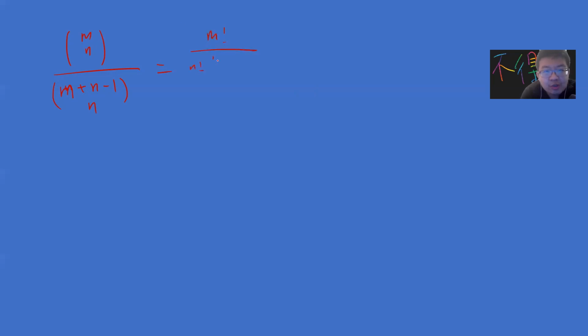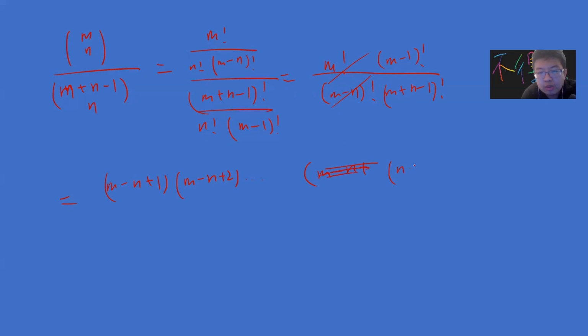So this is m factorial, (m minus n) factorial, (m plus n minus 1) factorial, n factorial, and (n minus 1) factorial. So you get n factorial, (m minus n) factorial, (n minus 1) factorial, and (m plus n minus 1) factorial. Let me write this. I can cancel this. I start from m minus n plus 1, m minus n plus 2, up to m. Divided by these two, you start from m plus 1 up to m plus n minus 1.